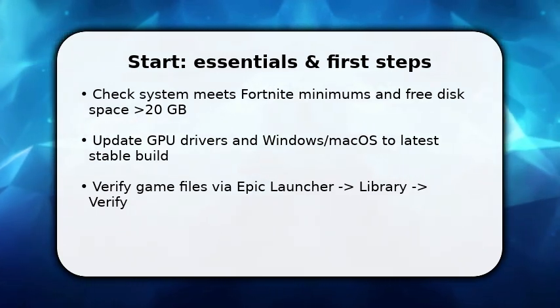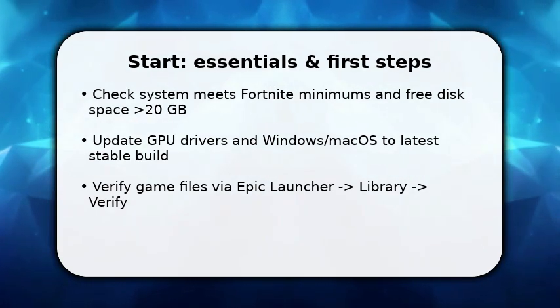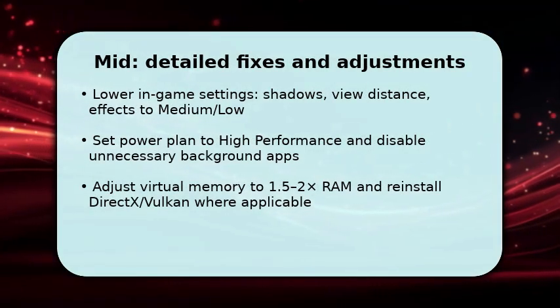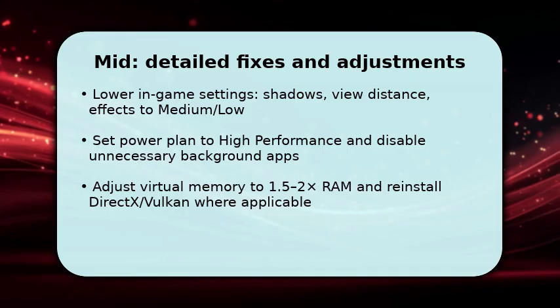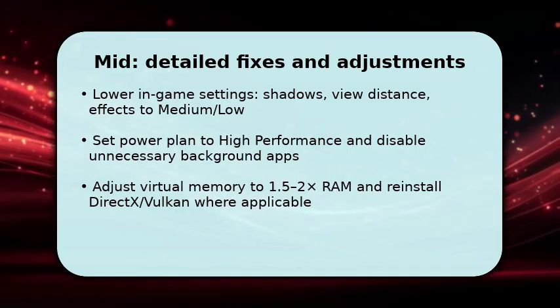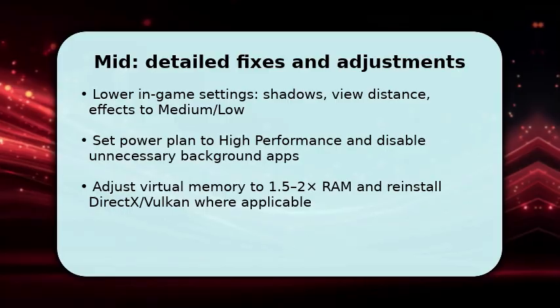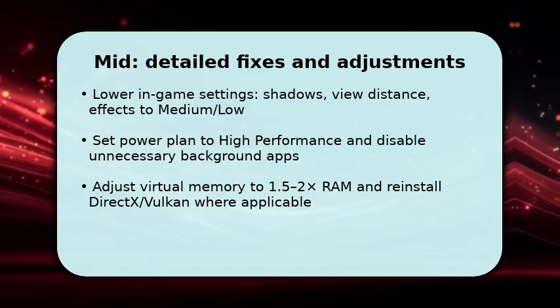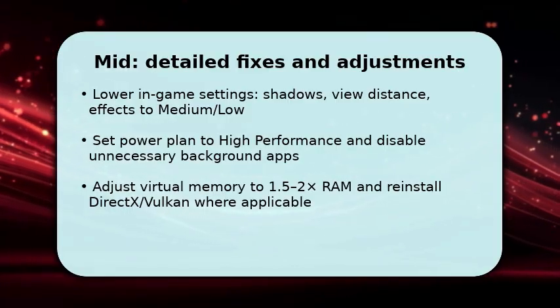Next, you dive into detailed adjustments. Lower Fortnite graphics like shadows and effects to reduce GPU strain, which prevents crashes caused by thermal or VRAM spikes. Make sure your power plan is high performance so the CPU/GPU won't downclock during matches.